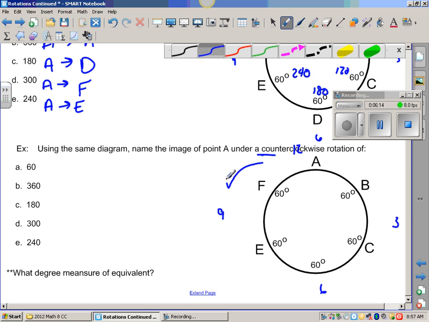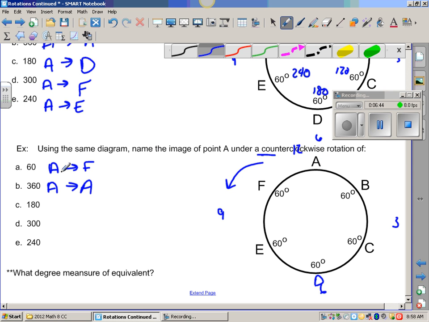Counterclockwise, we're headed left around our circle. Again, it's broken up in our 60-degree increments. We're still starting at A. So here we go. If we're going 60 degrees counterclockwise, we're not going to be at B anymore. We're going to be at F. 360, let's see, going counterclockwise: F, E, D, C, B, A. Right back to A.